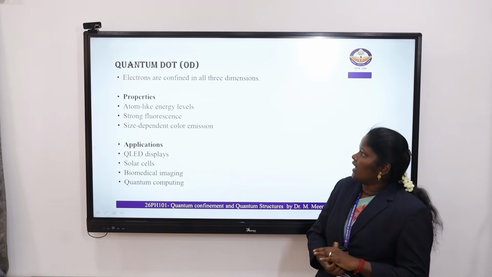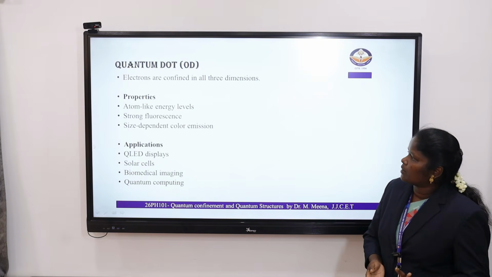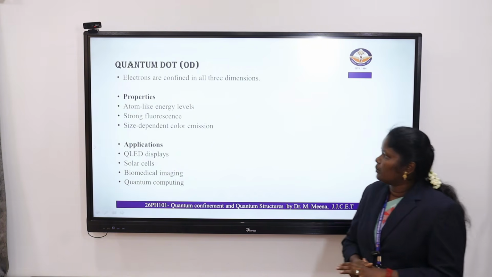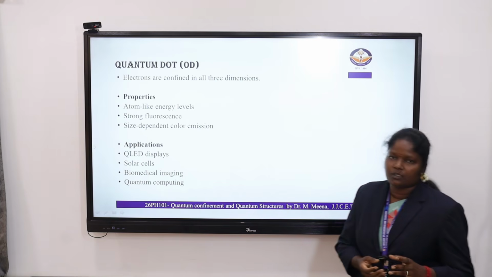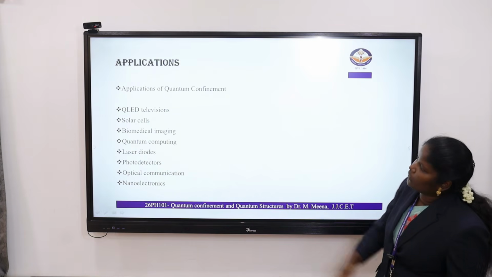In a quantum dot, electrons are confined in all 3 dimensions. Properties of quantum dots: atom-like energy levels, strong fluorescence, and size dependent color emission. Quantum dot applications are QLED displays, solar cells, biomedical imaging and quantum computing.